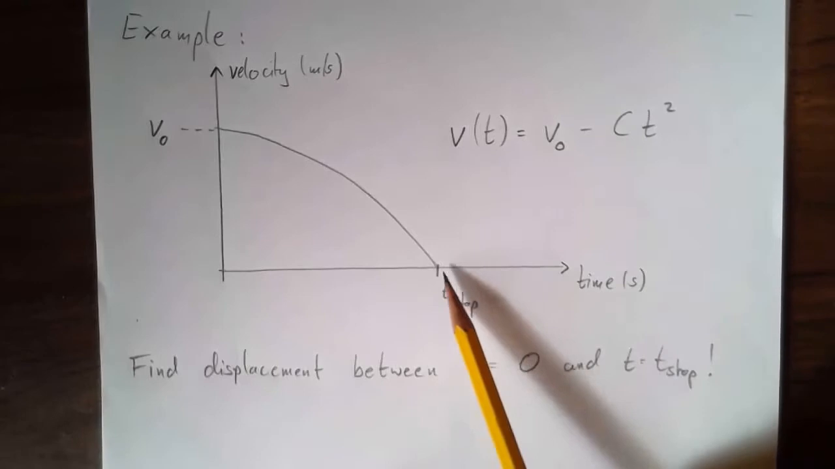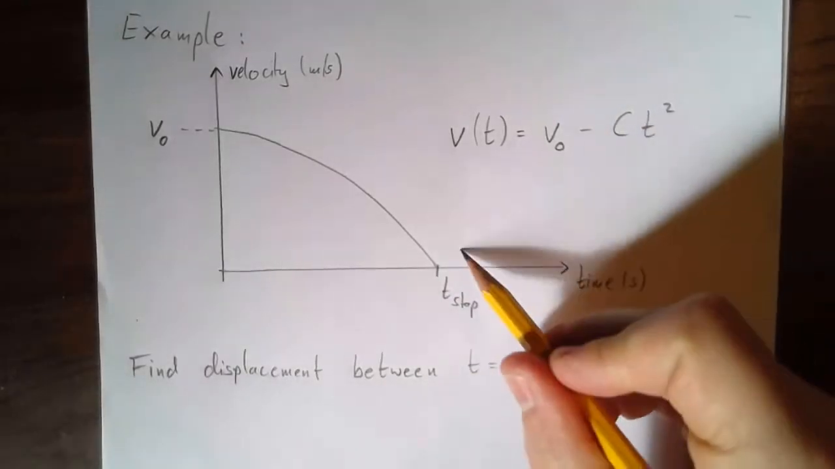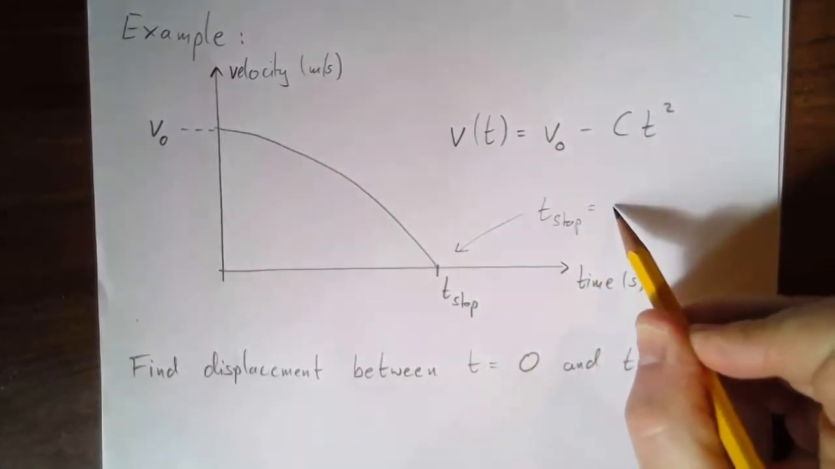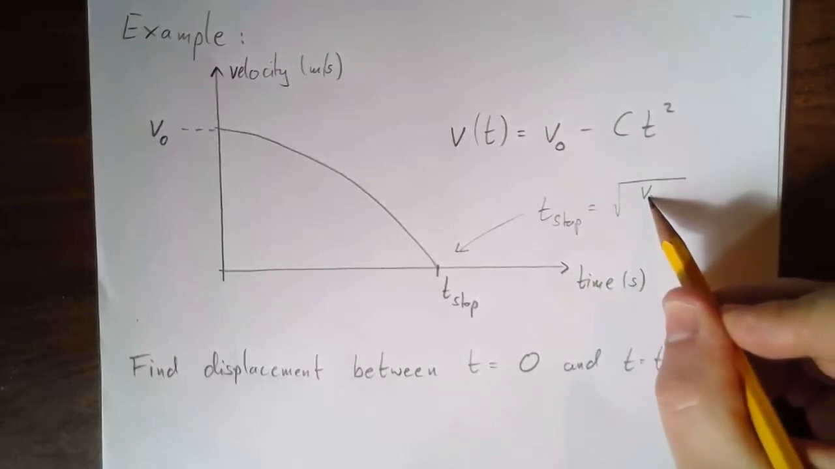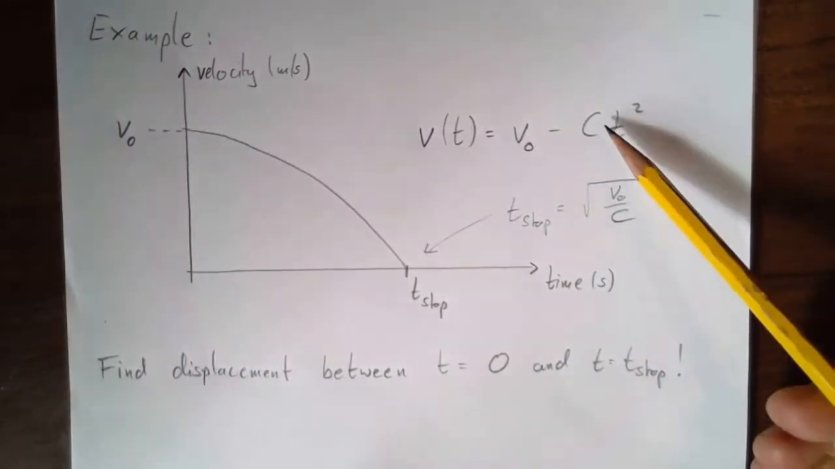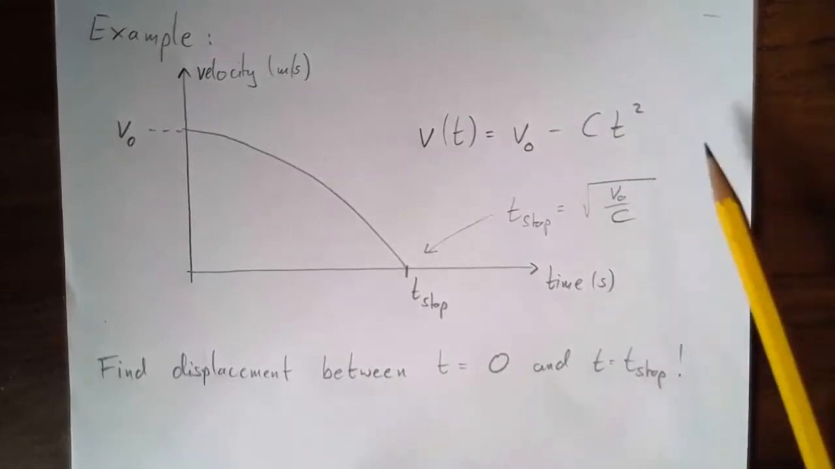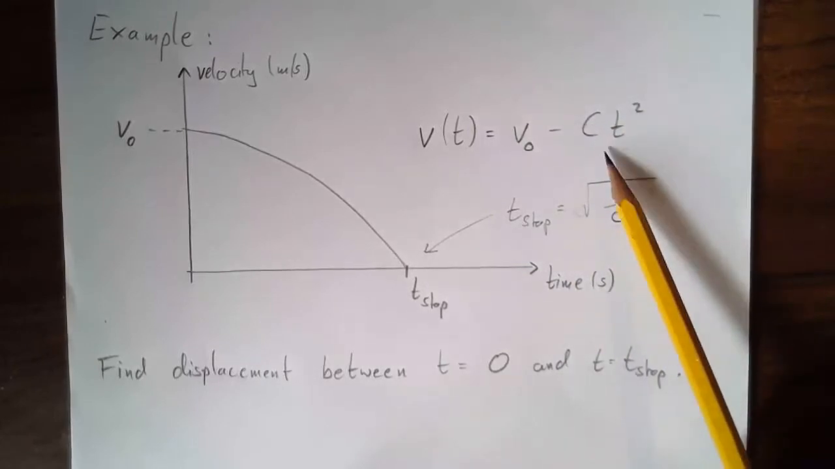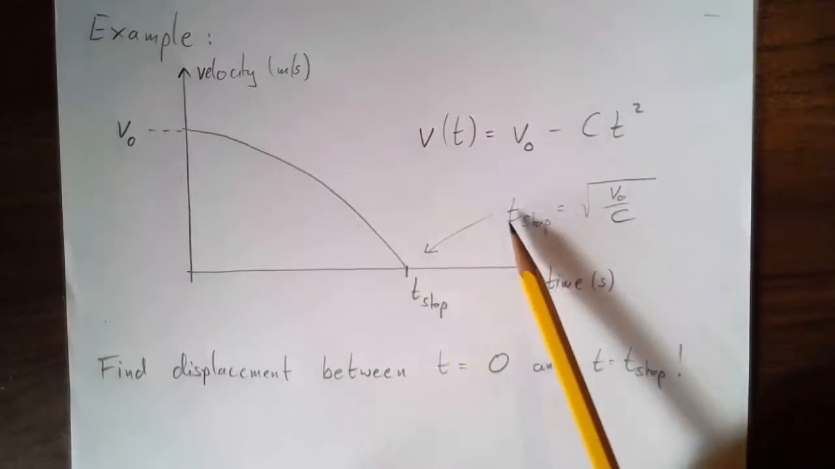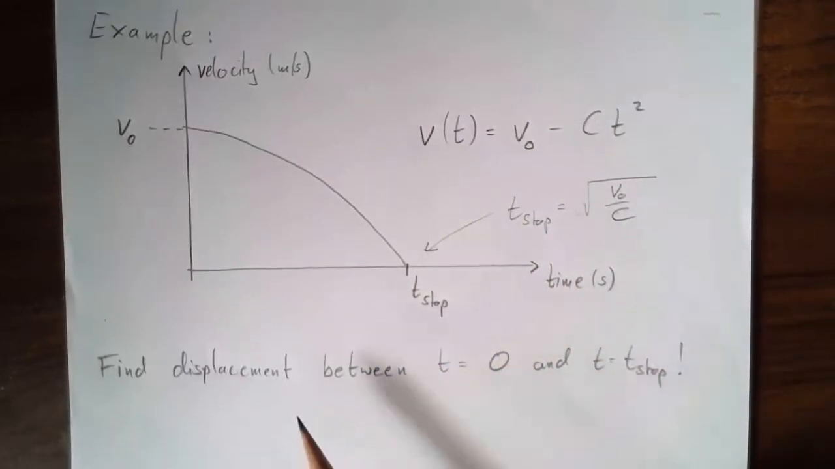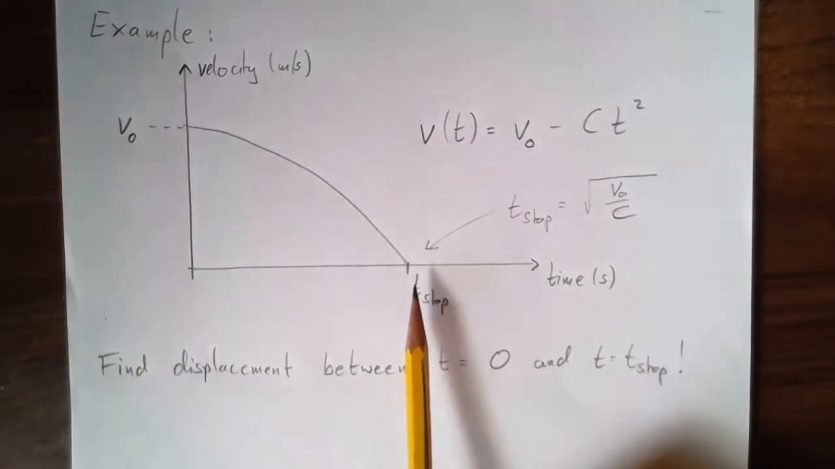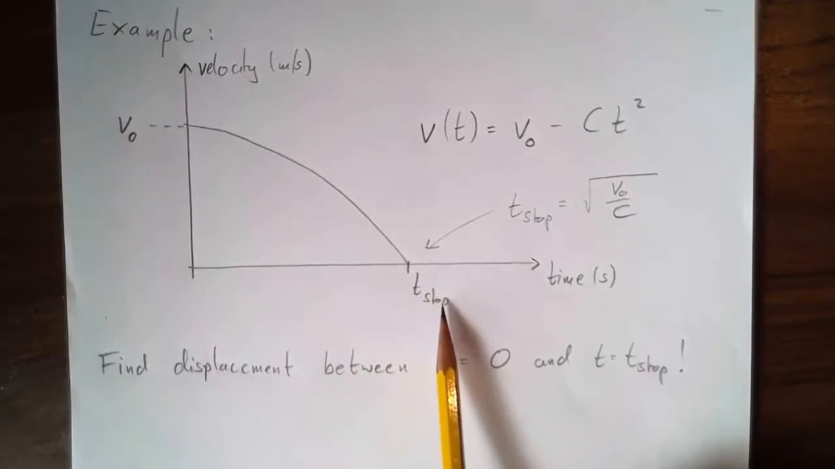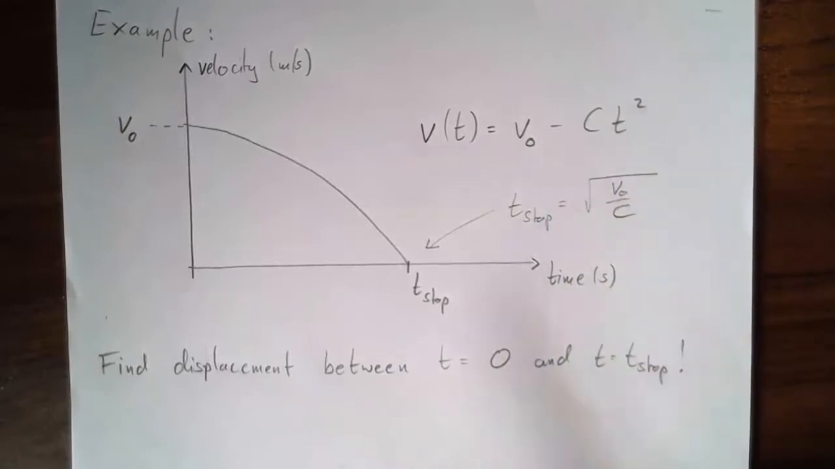Now it doesn't take much to figure out what this value is. We can find that t stop is going to be equal to the square root of v0 over c. That constant c is some arbitrary constant. Because then if I plug this back in here, it gets squared, the c will cancel, and v0 minus v0, yes, that is 0. Okay, so I want to find the total displacement between time equals 0 and the stopping time, and while I'm going to use the symbolic t stop, I know what that is in terms of my function.